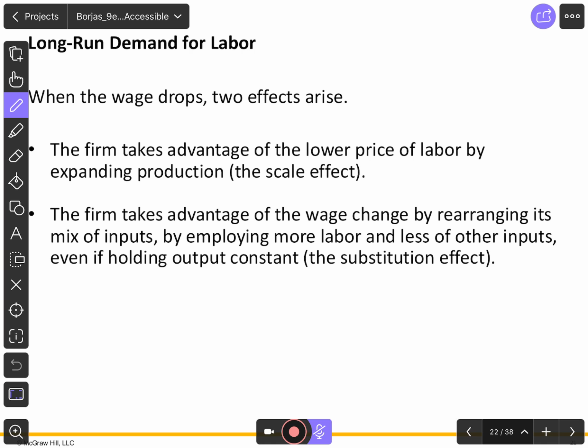Okay, so let's continue chapter 3, and this is the last video for the chapter. In this part, we are talking about the long run demand for workers or labor. If the wage rate drops, there are two important effects. And of course, if the wage rate increases, you just flip the effects.